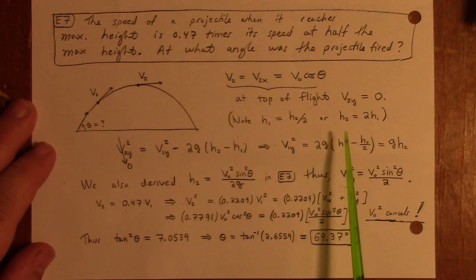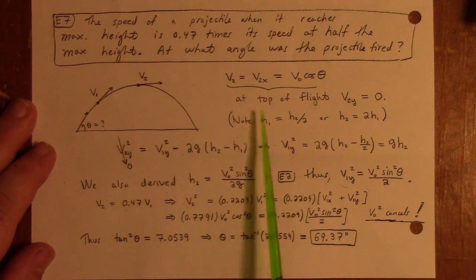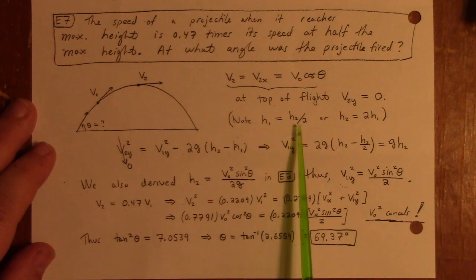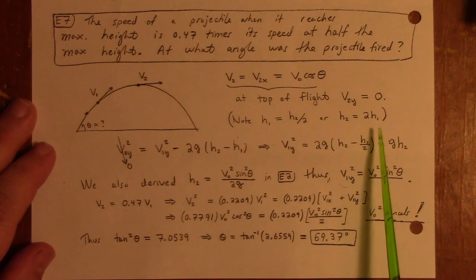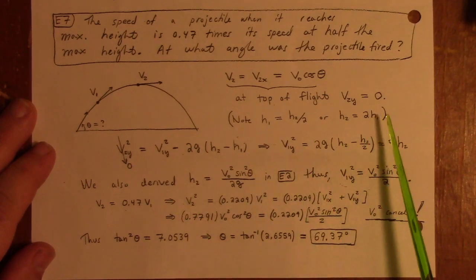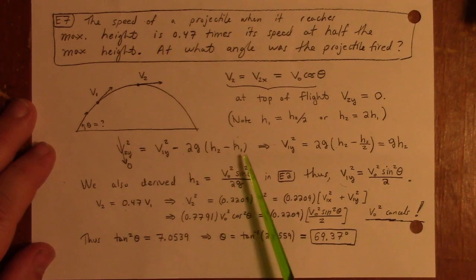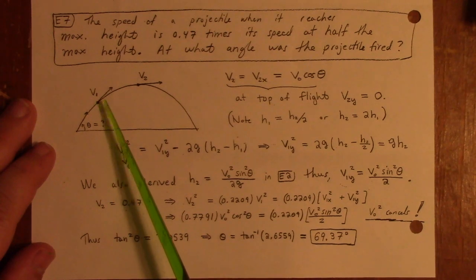Now, let's see here. h1 is half of h2. I'm just labeling h1 and h2 like that. So h2 is the max height. We have a formula for that. So what's next? The timeless equation for the y velocity applied from event 1 to event 2.